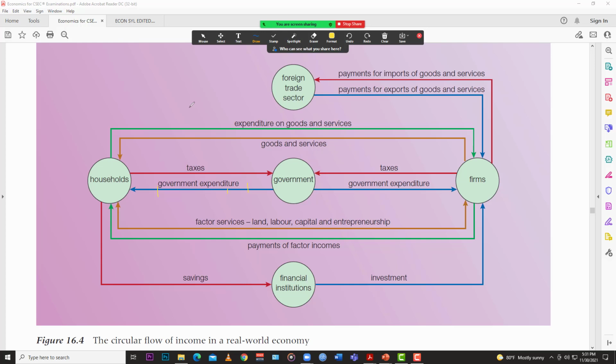Right? So how, you might ask, does this happen? Let's say, for example, the government starts a project like building houses or building a school. Who do they pay? The household. So the money is injected, the income is injected into the economy, into the household. The household gets that money from the government for whatever project the government might be conducting.